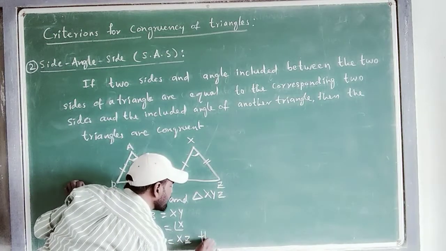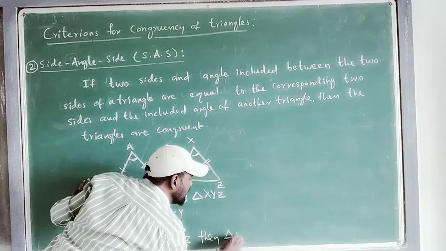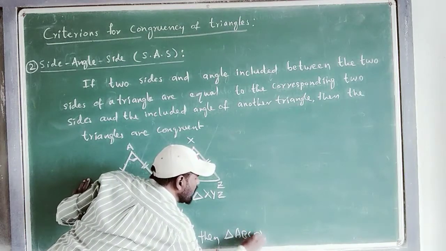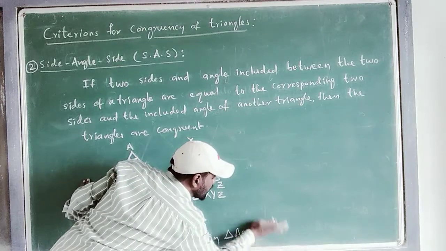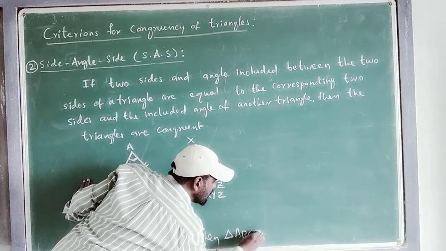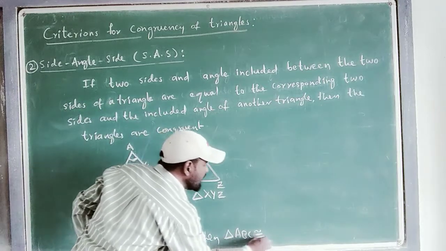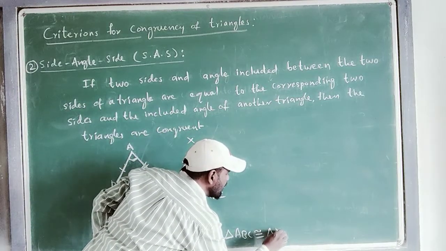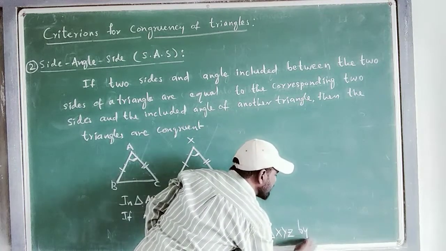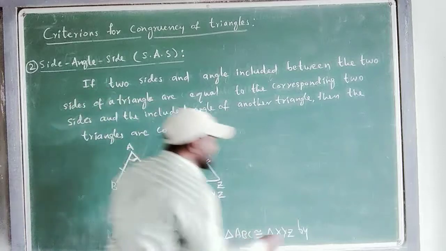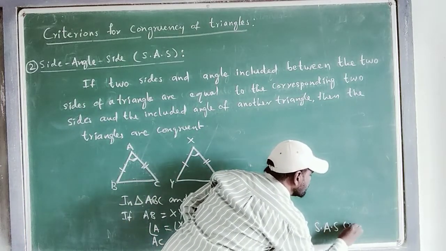So then if this happens, then triangle ABC is congruent, this is the symbol of congruency. I already told you, the symbol of congruency. Like this is equal to, and upon that you have to write the similarity symbol. This is the symbol of congruency. Triangle ABC is congruent to triangle XYZ by which rule? SAS. By SAS criterion.